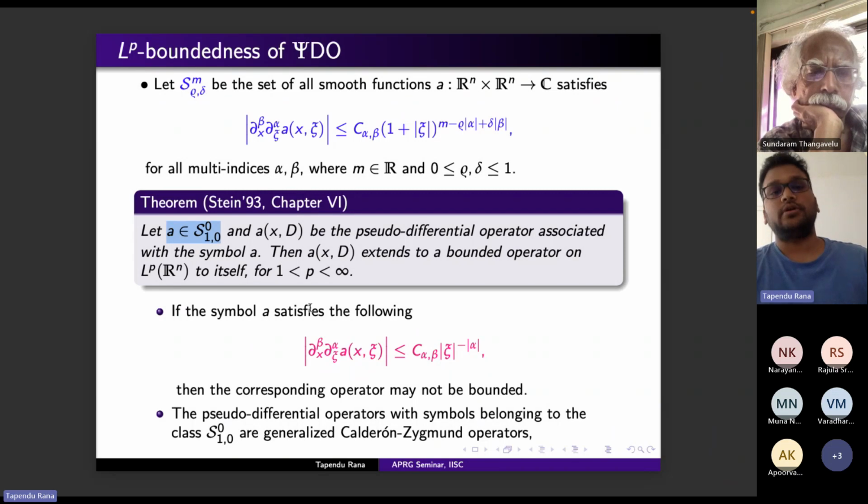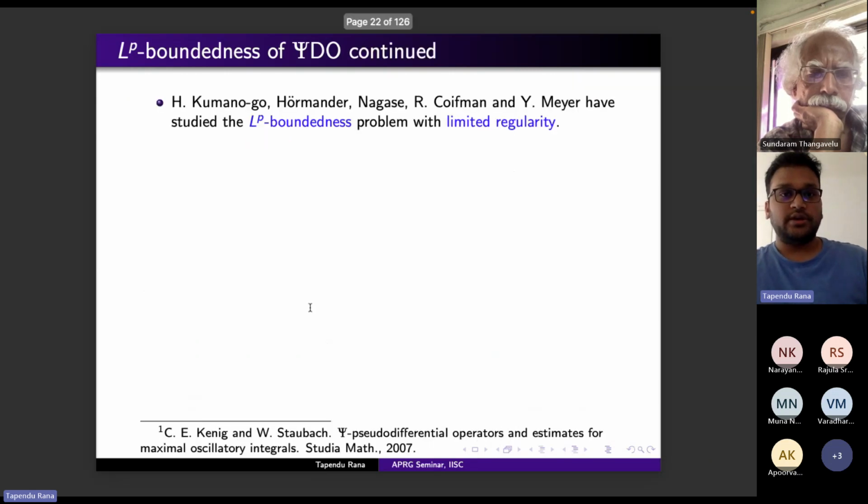Okay. So as I was saying, if we take a symbol from this class, this belongs to a more generalized operator, the Calderón-Zygmund operator, where the smoothness condition with the space variable is very crucial. So this raises the question: what if we want to restrict the smoothness condition on the space variable and still want to study the boundedness property of these pseudo-differential operators? In this direction, many authors, like Kumano-go, Hörmander, Nagase, and Coifman-Meyer, contributed to this L^p boundedness problem with limited regularity on the space variable.